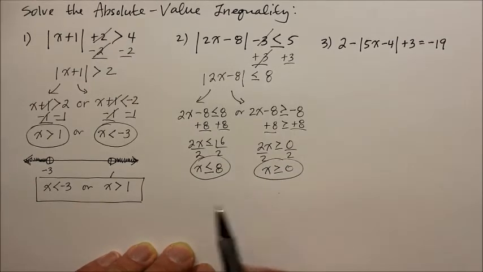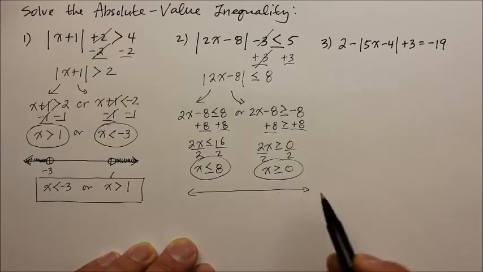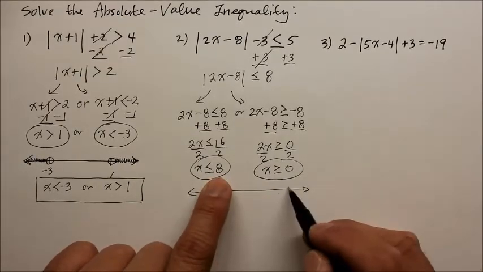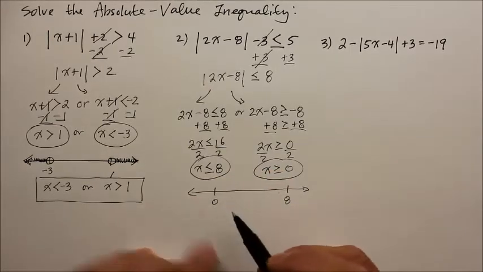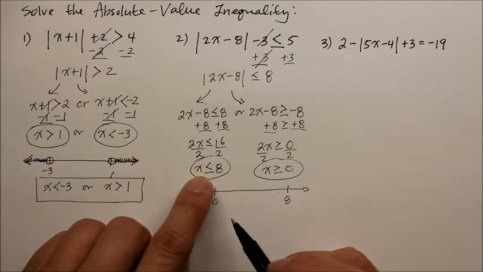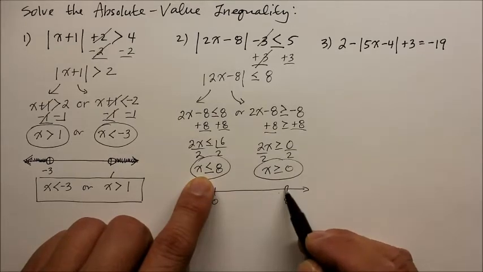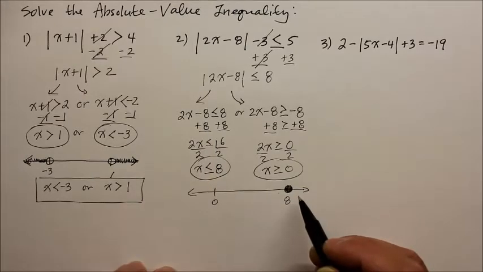Now, how do you show this on a graph, a number line? Well, the bigger number is 8, so that goes on the right side. The small number is 0, let's put that on the left side. X is less than or equal to 8. Since it's equal to, we're going to fill in the circle to say 8 is part of the answer.